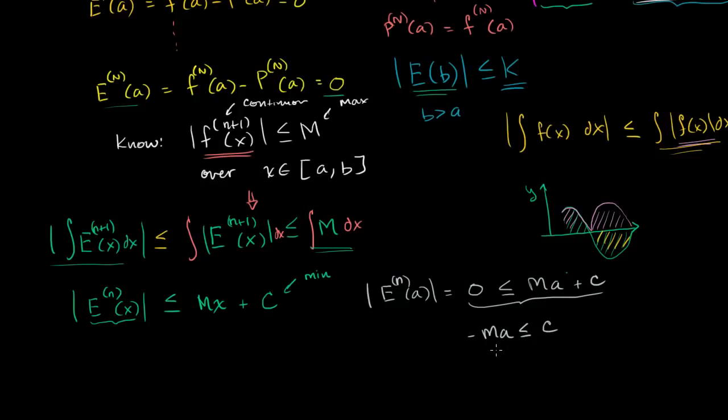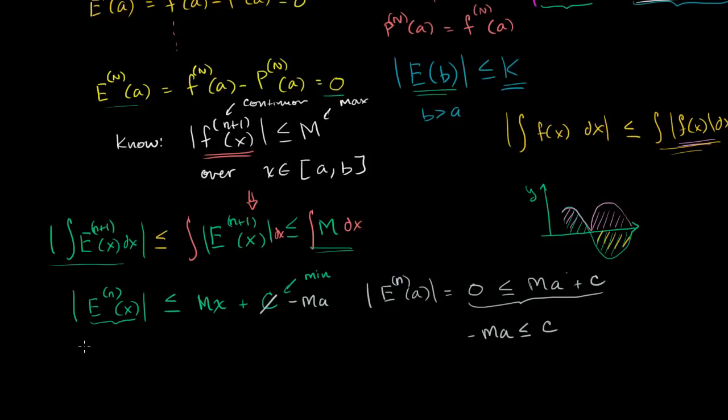So if we want to minimize the constant, if we want to get this as low of a bound as possible, we would want to pick c is equal to negative ma. That is the lowest possible c that will meet these constraints that we know are true. So we will actually pick c to be negative ma.